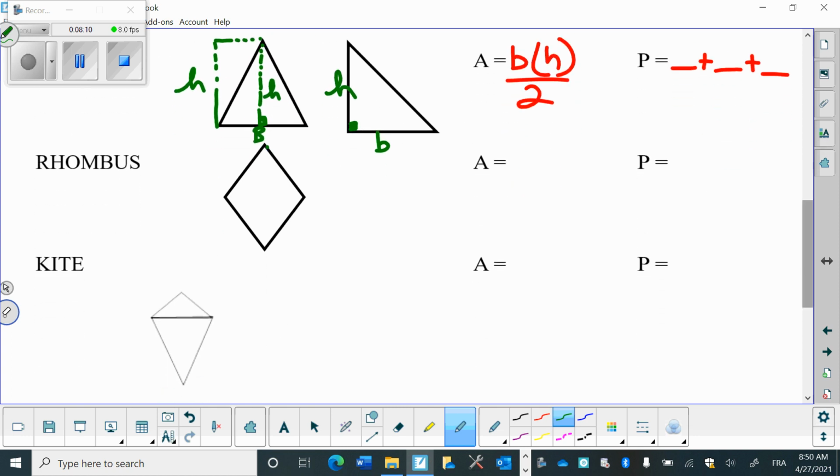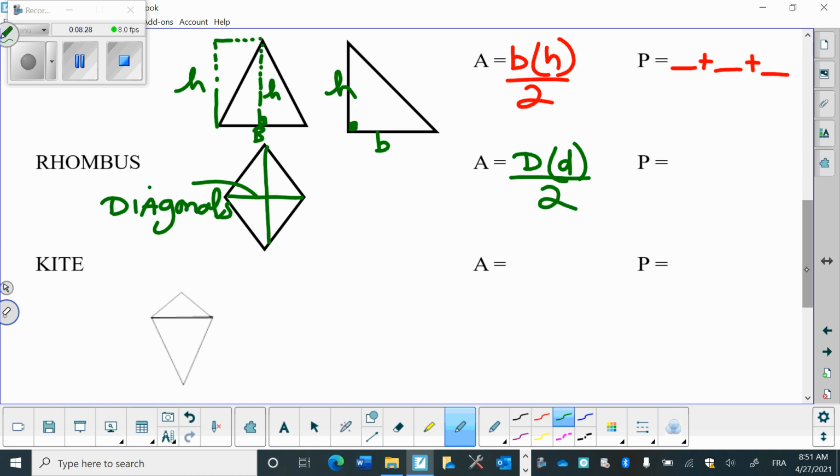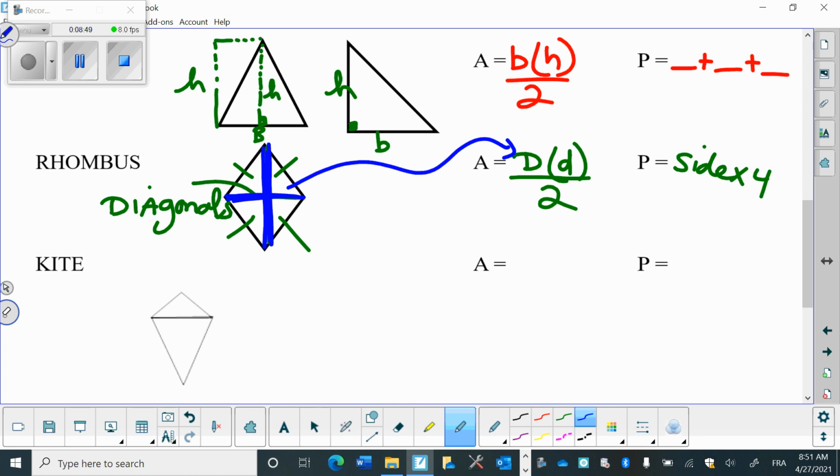Rhombus and kite, same formula. These are your diagonals, and that's where your formula comes from. So diagonal times a smaller diagonal divided by 2. If it's perimeter, it happens to be side times 4 because every single side in a rhombus is the same length. So like a square, but it's been squished. So I would need this diagonal length and this diagonal length to plug into my formula and just multiply, divide by 2. Same thing for kite.